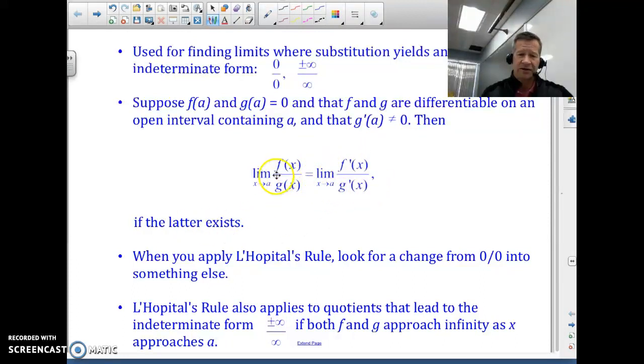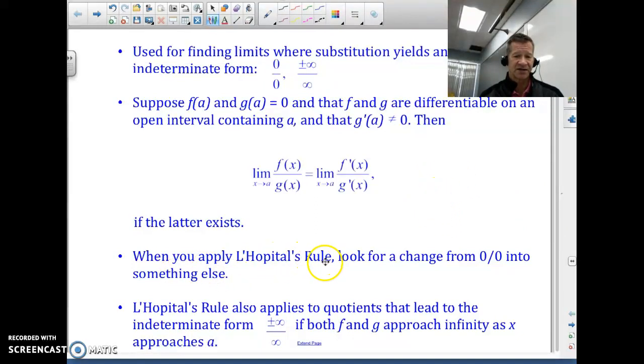So instead of trying to figure out what this is, we can say, okay, if I get 0 over 0 when I substitute, then I'm going to redo this limit using the derivative of f and the derivative of g. So you see why we couldn't have done this in chapter 2, because we didn't know how to find derivatives at that point.